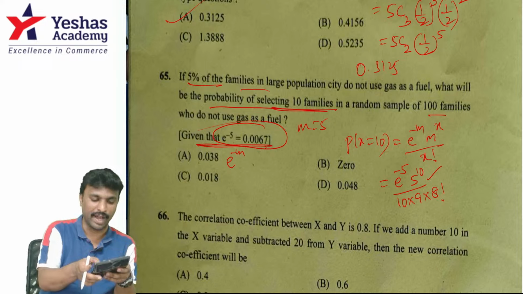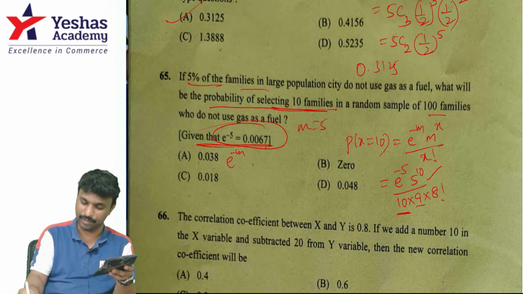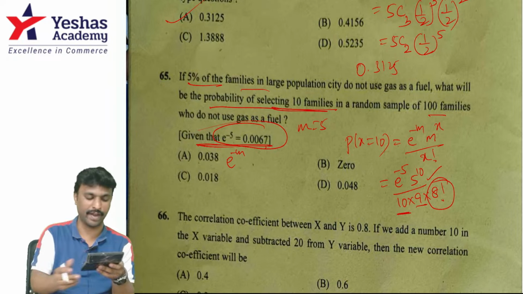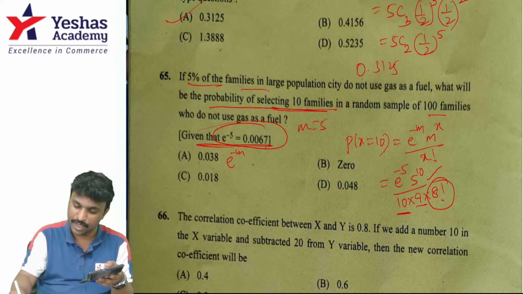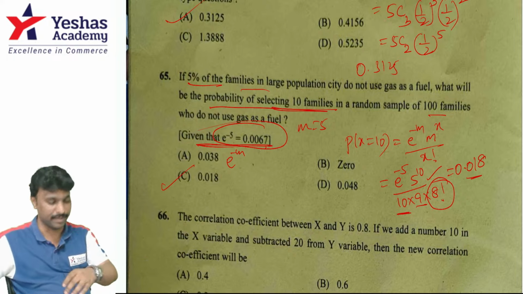0.00671. Now divide. Divided by what first? 10. Again divide by 9. Again divide, what is this? 8 factorial. What is 8 factorial? 40,320. That fetches me how much? 0.018. So which option is correct? Option C is the right answer.